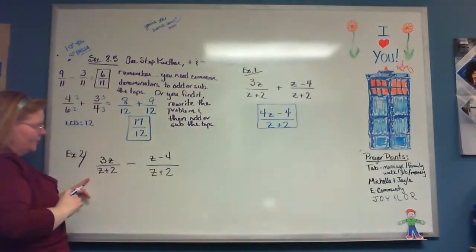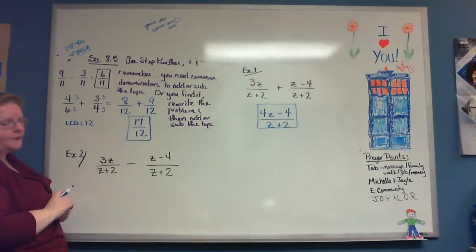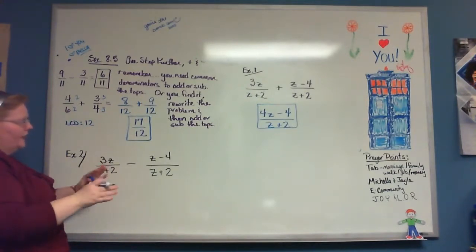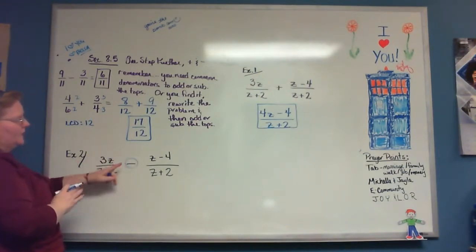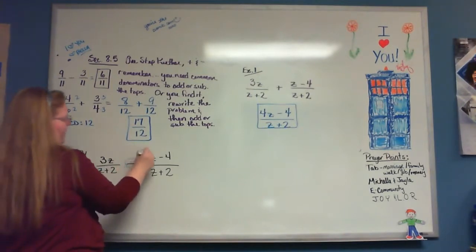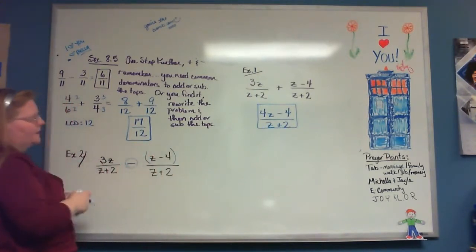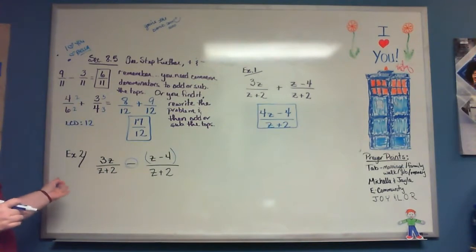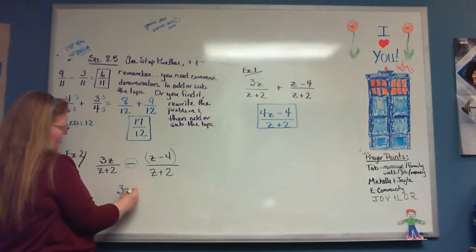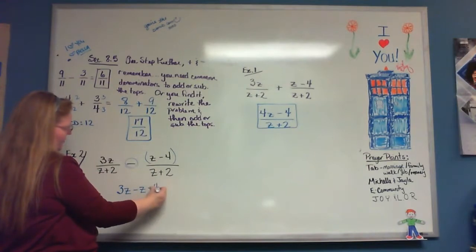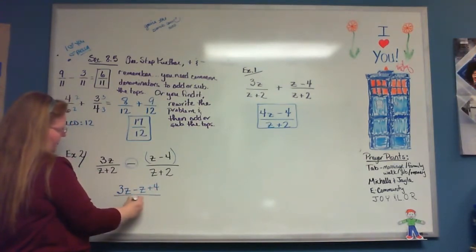However, down here, it's a different story. You'll see. So we have a common denominator. That's great. All we have to do is this time subtract our tops. And because it's subtraction, go ahead and put parentheses around that top so you make sure you get it distributed all the way through. So on top, that's going to give me 3z minus z plus 4 over my z plus 2.